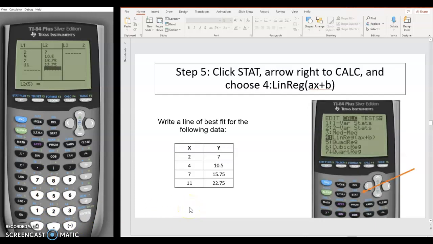So now what we're going to do is ask the calculator to figure out a line of best fit for the data. We're going to click Stat, arrow to the right so that Calculate is highlighted. We're going to choose option 4, which is linear regression. You can arrow down to 4, or you can click 4 and then enter.